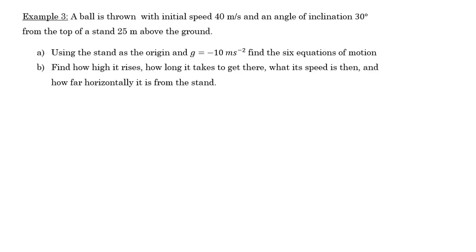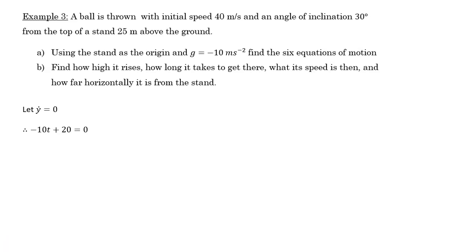We need to find how high that ball rises, how long it takes to get to that maximum height, what the speed is then, remembering speed is a scalar, and how far horizontally it is from the stand at that high point. Now, if we remember earlier in the video, I mentioned that the highest point is where our vertical velocity changes from positive to negative, right? Where our vertical velocity equals 0. So we let y dot equal 0.